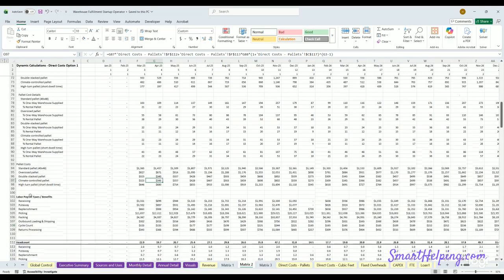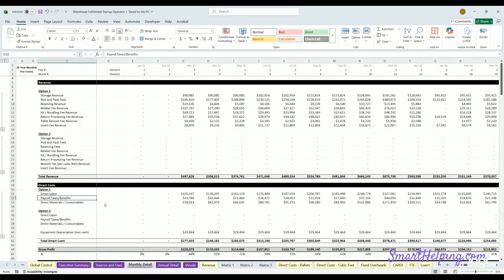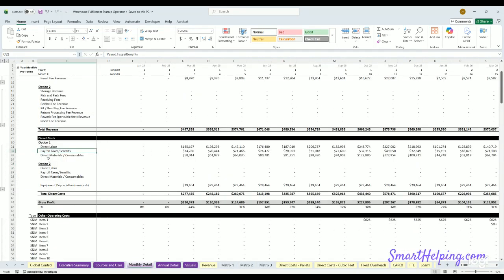We'll put a bold on that. And actually, did we add pallet costs into here? Direct costs? I don't think we did actually. I need to add that. I'll do that.